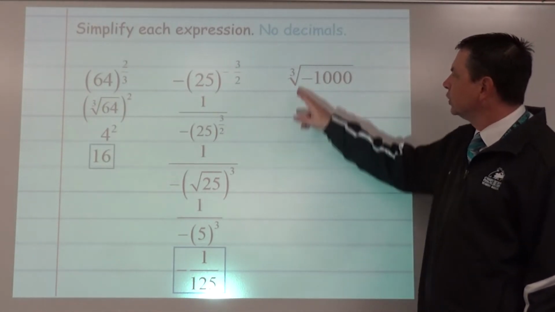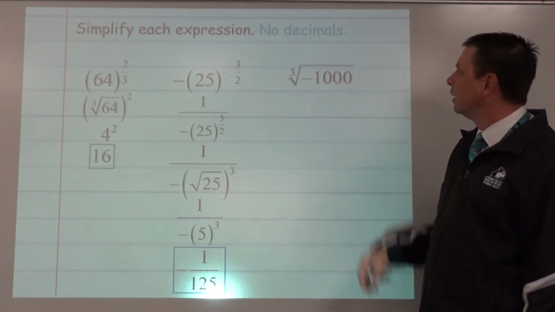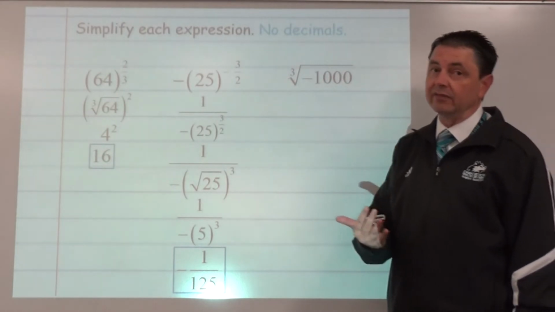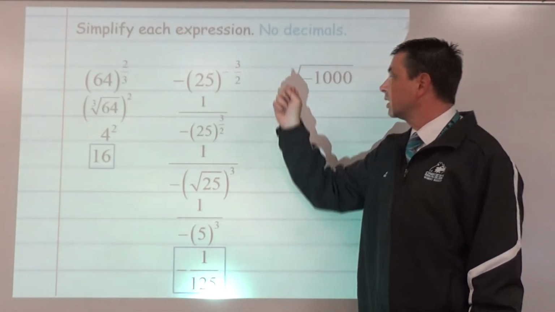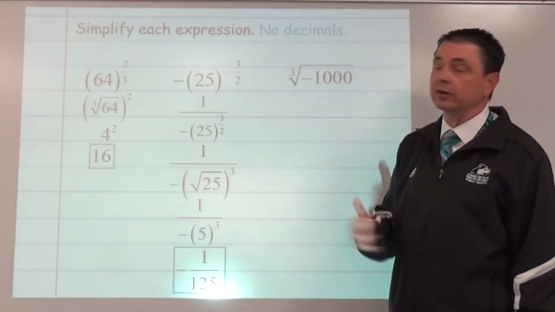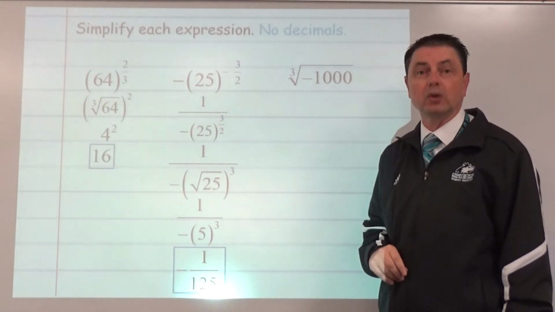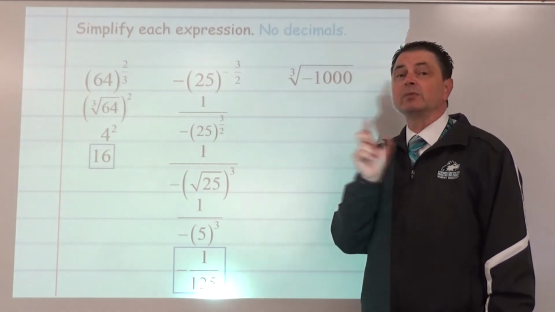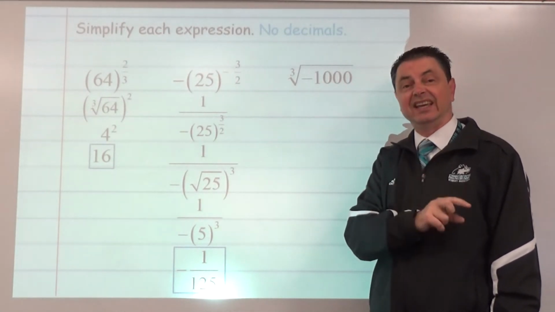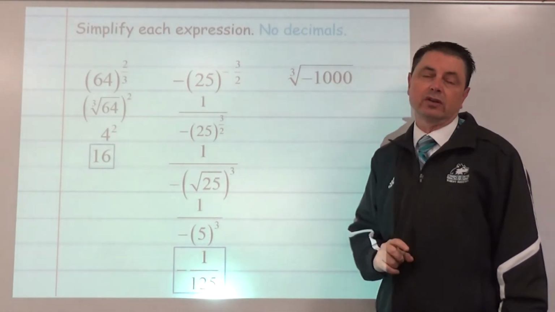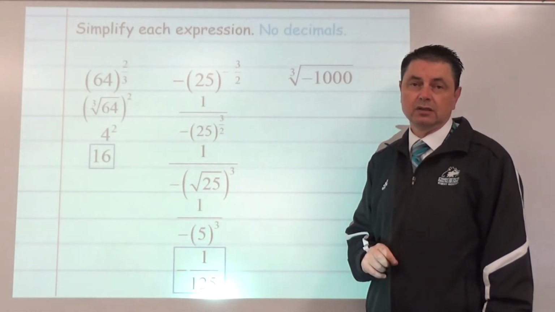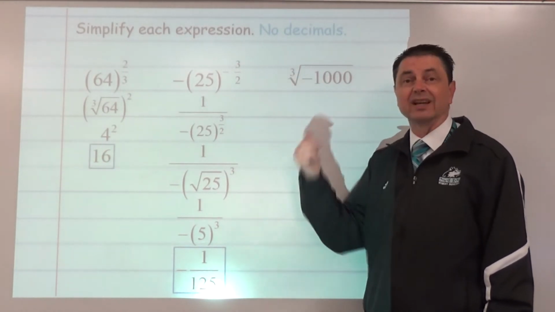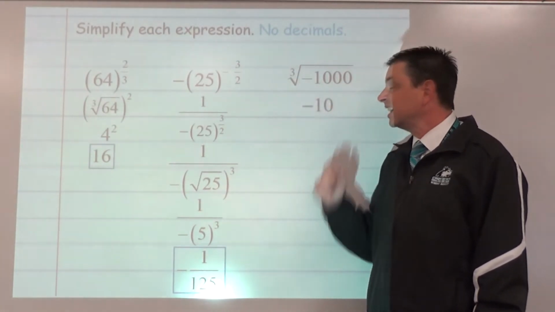Number 3, cube root negative 1,000. Now, if this was a square root problem, we'd have issues. We're not in the real number system. We're not allowed to take square roots or other even roots of negative numbers, but it's okay for odd roots. We're saying what number times itself again gives us an answer of negative 1,000? Or another way of saying that, what number to the 3rd power is negative 1,000? And it's just negative 10.